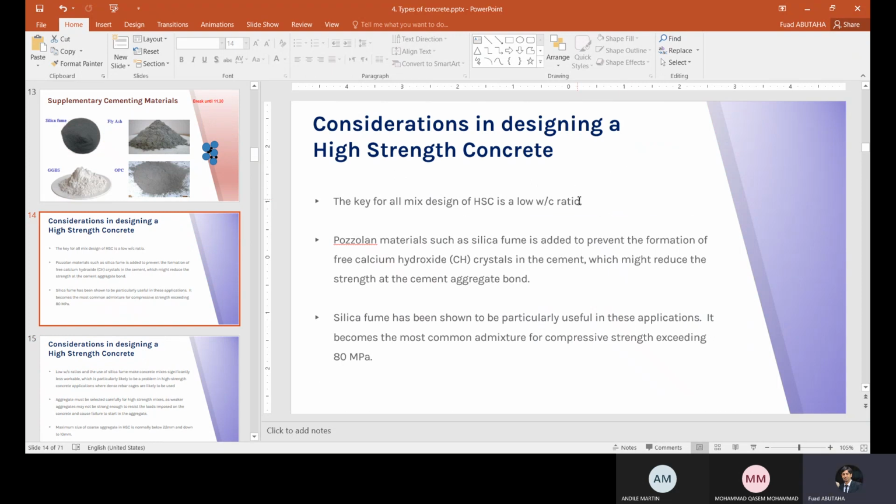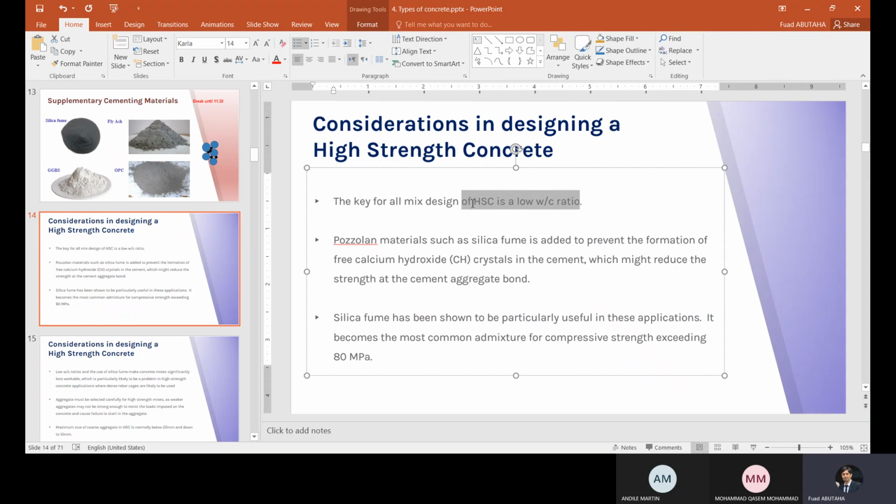The first one, we need to make sure the workability or the water content is low. We need to decrease or lower the water cement ratio. We need to use pozzolanic material, or mineral admixtures, or supplementary cementitious material. There are three names for the same material.